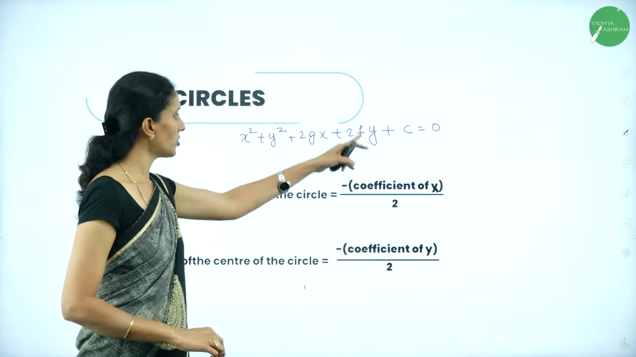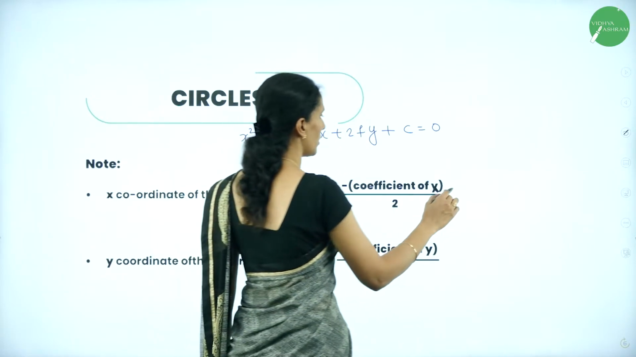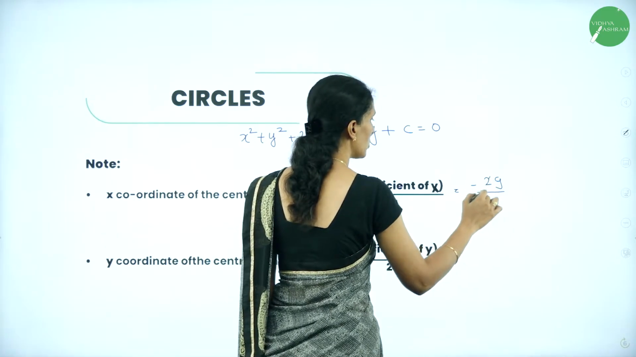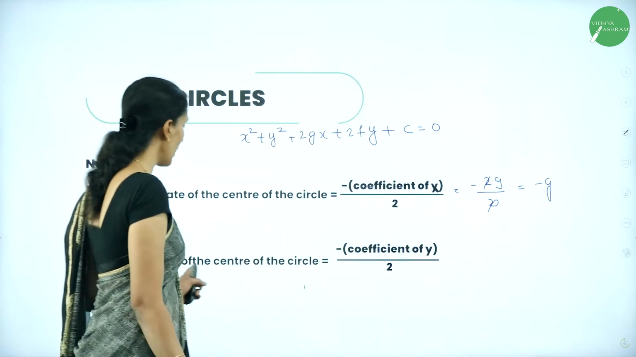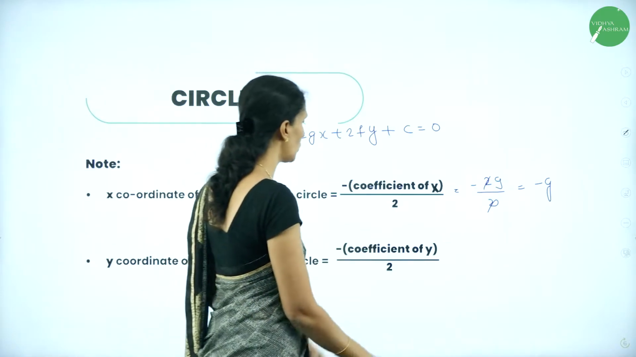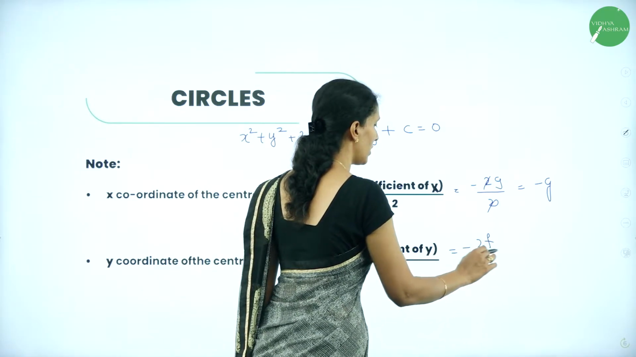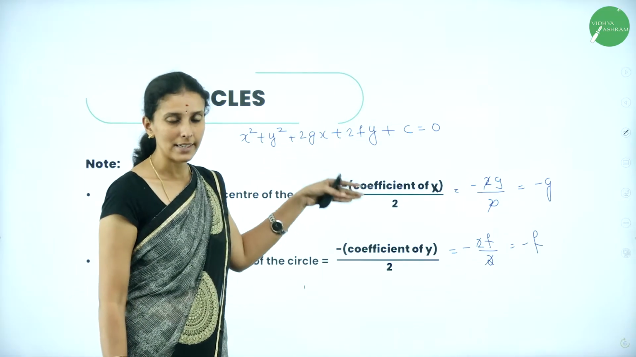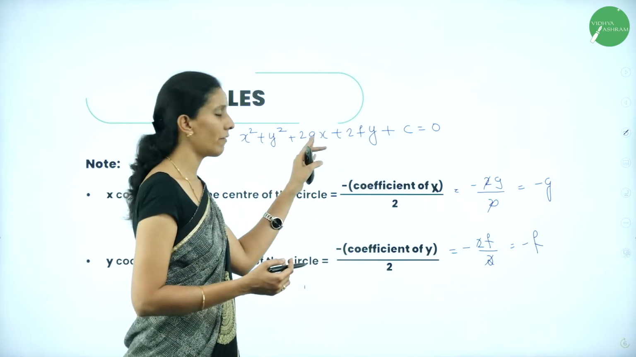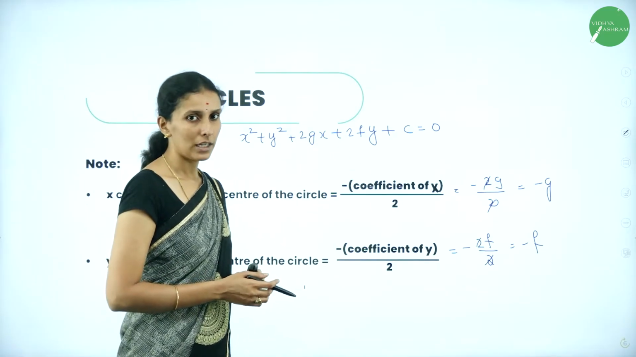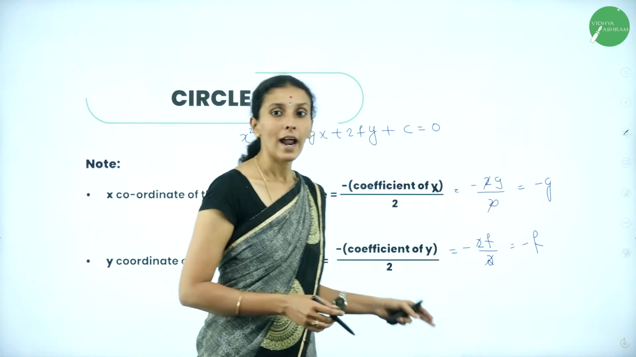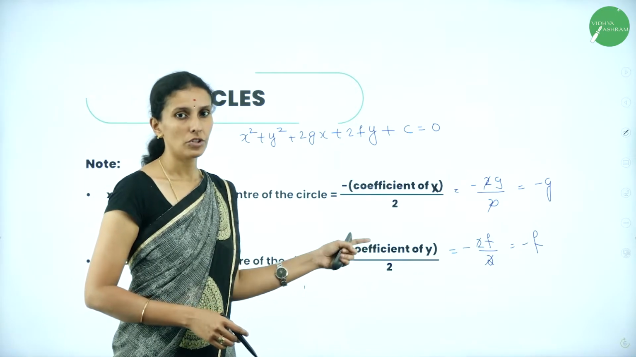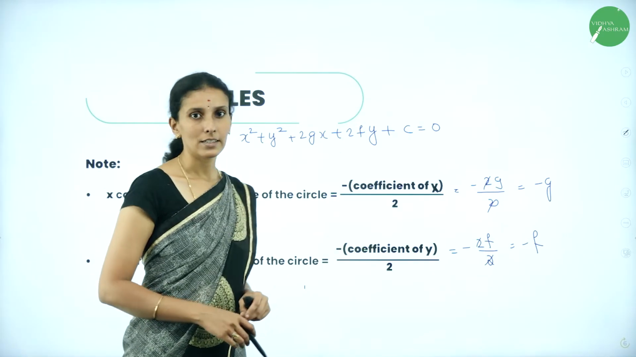So what is the coefficient of x here? It is 2g. So therefore here we have −2g/2, which is −g. Next, the y coordinate of the center of the circle: the coefficient is 2f, so it is −2f/2, which is −f. So similarly, as we have calculated in the standard form, whenever the values of g and f are given, we can find the coordinates of x and y using this formula. That is, coefficient of x by 2, coefficient of y by 2, with negatives.